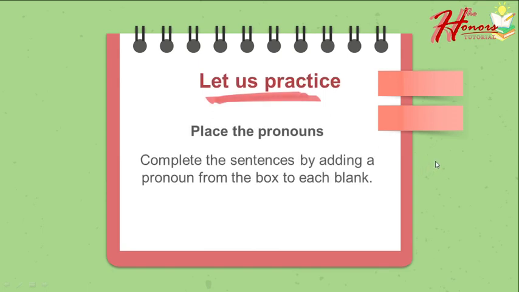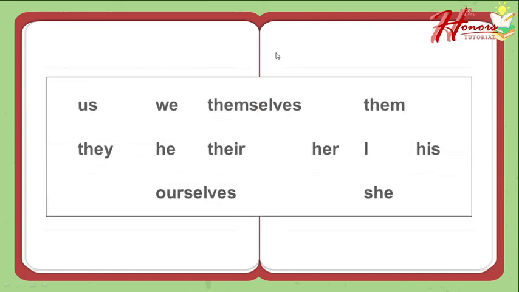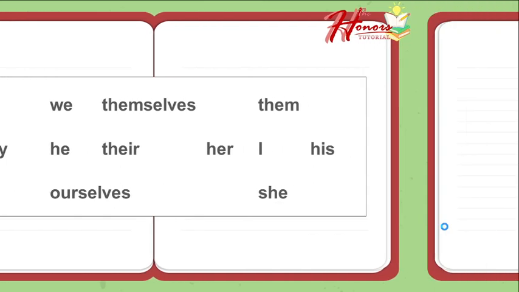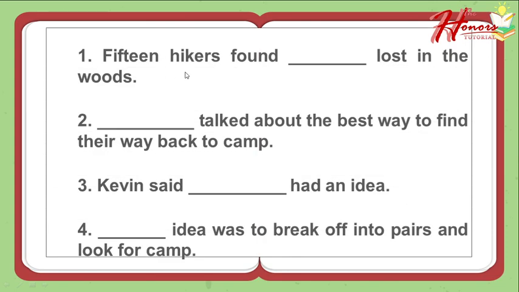Place the pronouns. So you're just going to complete the sentences by adding a pronoun from the box to each blank. So here are the choices. You can use us, we, themselves, them, they, he, their, her, I, his, ourselves, and she. Are you ready? Okay, let's start. Number 1. 15 hikers found blank lost in the woods.